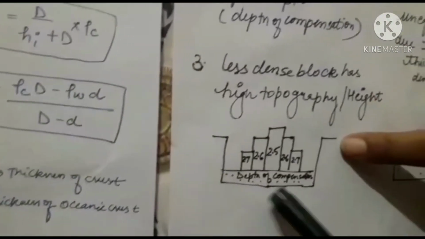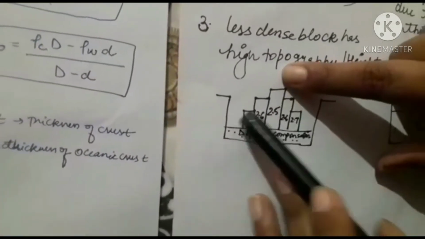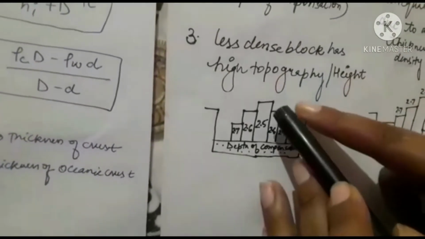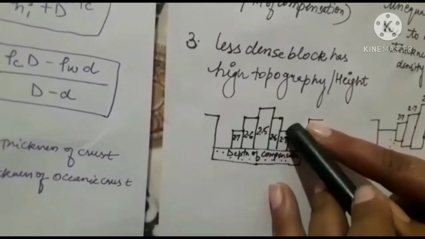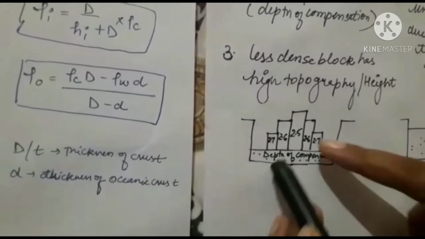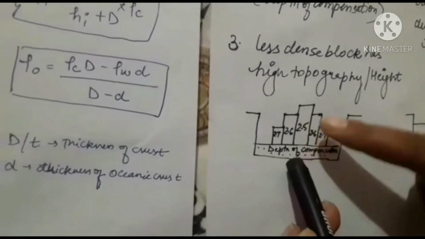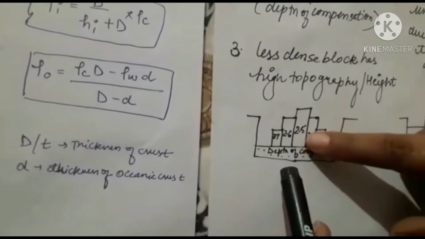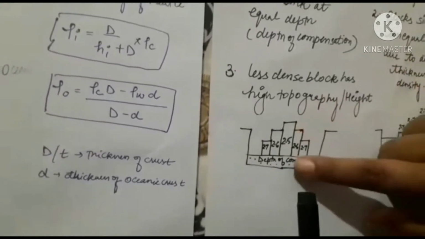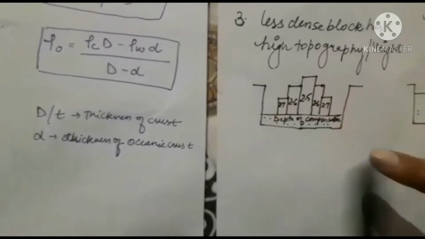As you can see, all the blocks have unequal height. This one is higher as compared to others. So Pratt says that all the blocks will have different density and all blocks will sink to equal depth, which is known as the depth of compensation. You can see that no block is sinking below this depth. So the block which has lesser density will have higher height, higher topography, or it will be a high mountain as compared to the other blocks or landmass in an area.